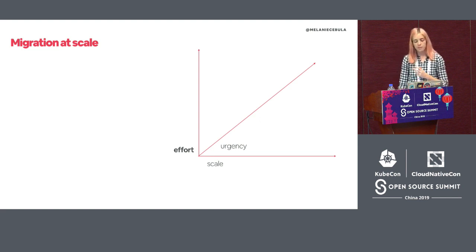And then finally, the other thing that makes it difficult when you're at scale is just the sheer effort involved. For us, the Kubernetes migration has been at least a 1 to 2 year effort, and we're not done yet. We're at 70%. So why does it take so long to migrate?